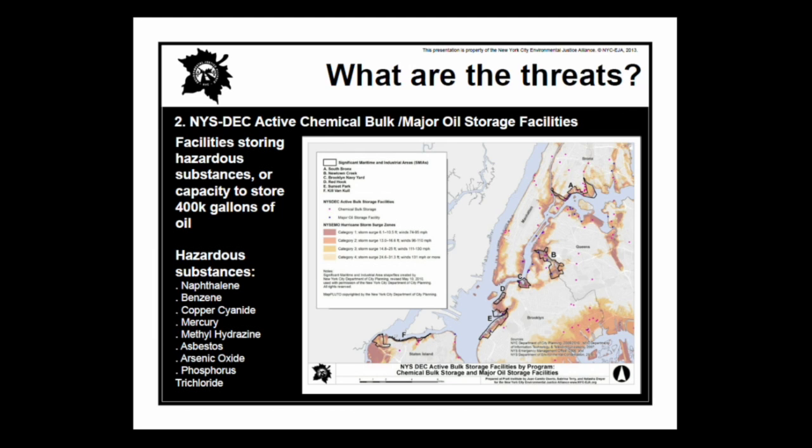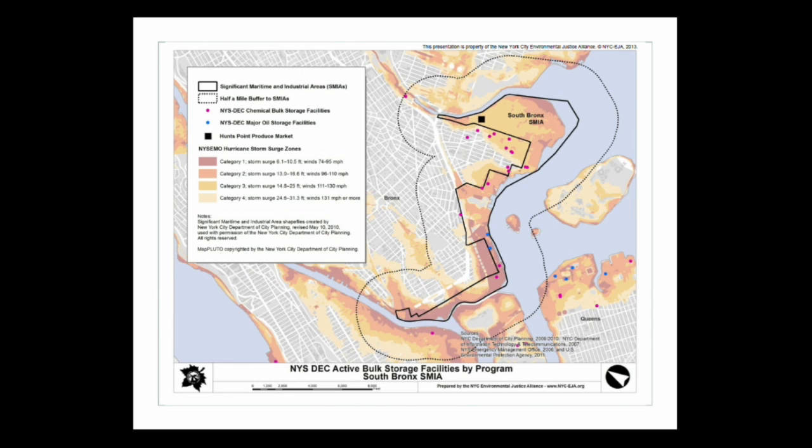Then we started looking at the New York State Department of Environmental Conservation, their active chemical bulk and major oil storage facility sites. And these are facilities that have the capacity to store up to 400,000 gallons of oil. And of course, the hazardous substances associated with some of those uses include benzene, copper cyanide, mercury, and the like. Next slide shows how that translates into the South Bronx SMIA. And as you could see, there's something like 171 of these facilities in New York City, and 18, or 11%, of them are vulnerable to storm surges and located within the South Bronx SMIA.